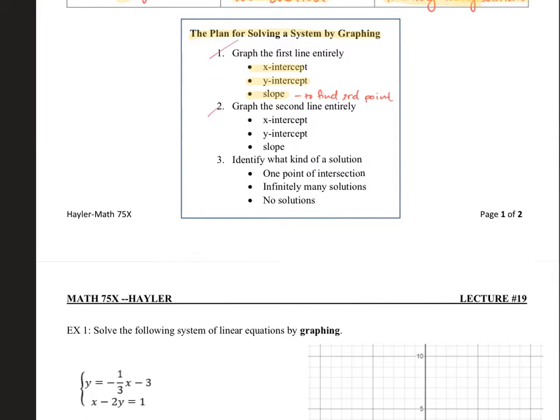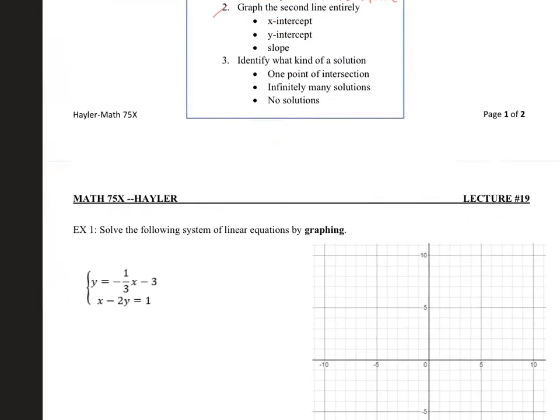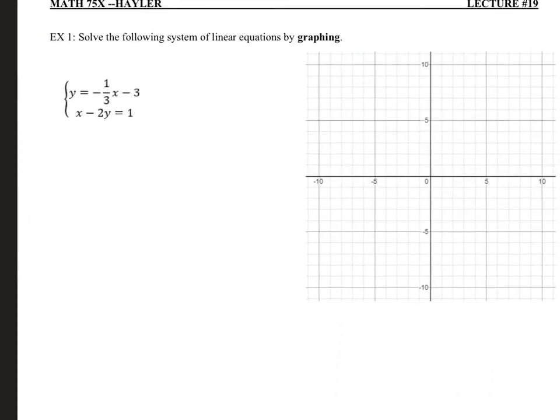Once you've graphed the 2 lines, the last thing to do is figure out what kind of solution you have. Is there one point of intersection? Are they the same line, so there's infinitely many solutions? Or do they never intersect, so there's no solution? Alright, so that's the plan. Now let's go ahead and get solving.